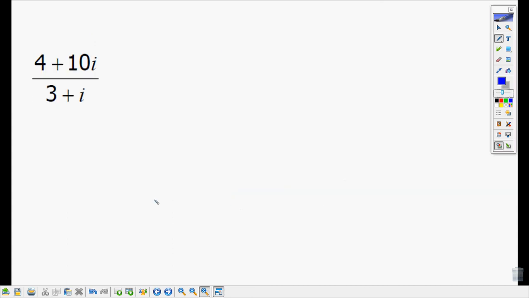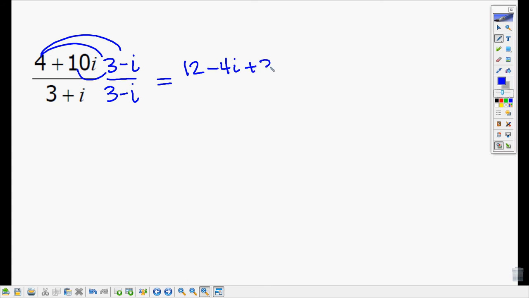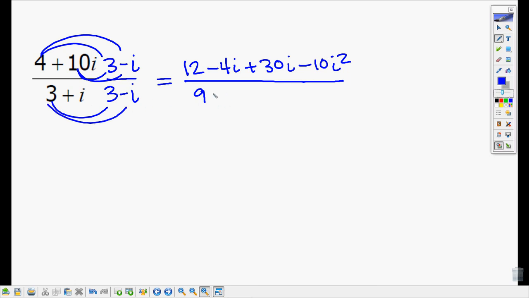So again, I have that binomial on the bottom. So I'm going to multiply by the conjugate. So that's 3 minus i, top and bottom. So I have 4 times 3 is 12. 4 times negative i is negative 4i. 10i times 3 is 30i. 10i times negative i is negative 10i squared. All over, 3 times 3 is 9. 3 times negative i, 3 times i, and i times negative i. Okay?